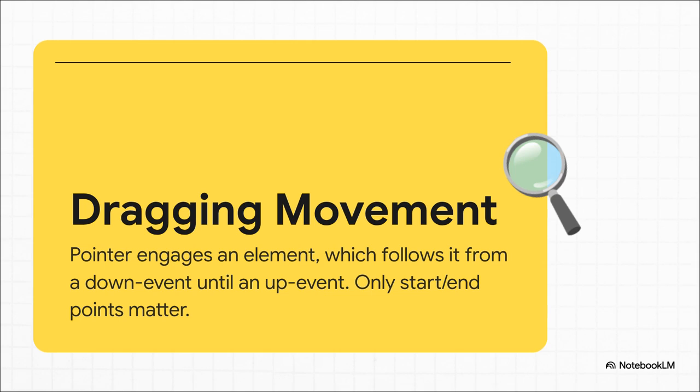Okay, so let's be super clear about what we're talking about. A dragging movement is basically any time you click down on an element and that element then follows your pointer around until you let go. The really important thing to remember here is that the path you take doesn't matter at all. It's all about the start point and the end point.